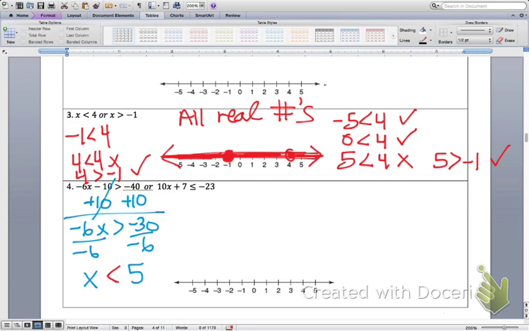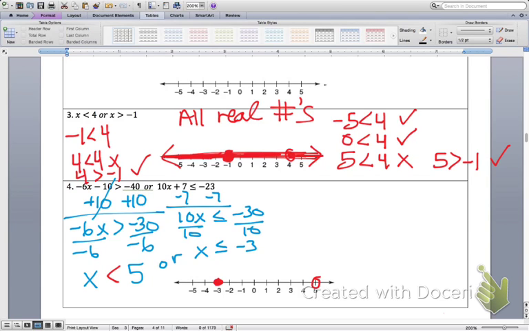Second inequality, we're going to do the same thing. We're going to subtract 7 on both sides. 10x less than or equal to negative 30. Divide by 10. x stays the same because we didn't divide by a negative. Negative 3. So we're going to go ahead and graph this. We should still have our "or" in between. So I'm going to put an open circle at 5. I'm going to put a closed circle at negative 3.